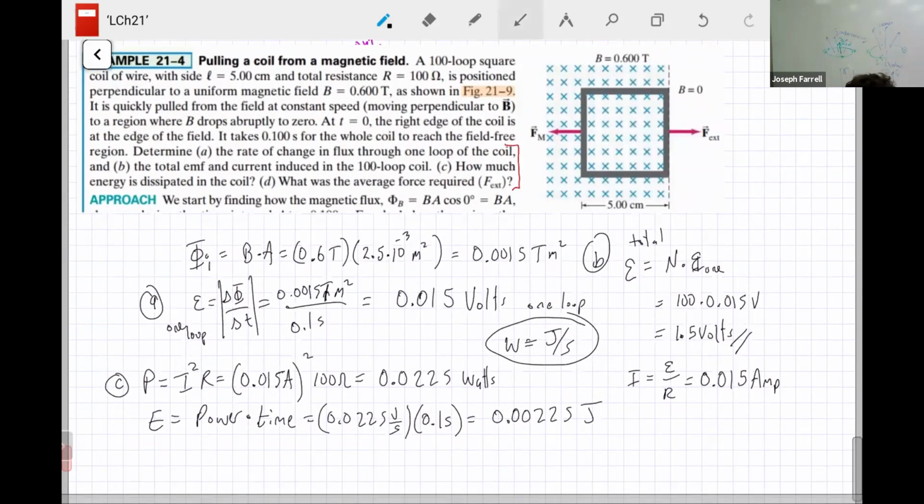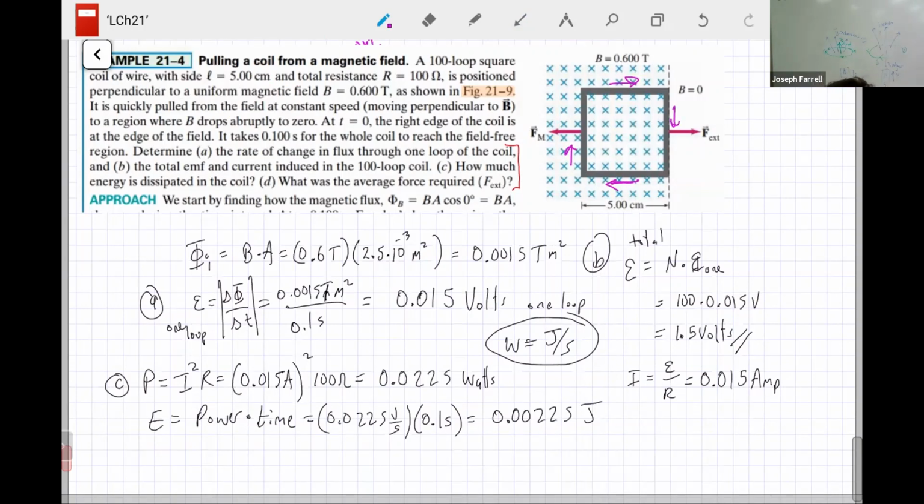And so what was the average force required? Now we'll think about this. Which way is the current flowing? If you think about Lenz's law, hopefully you guys can get this idea. Current's going to be flowing like that to oppose the change. And so then we've got forces here.